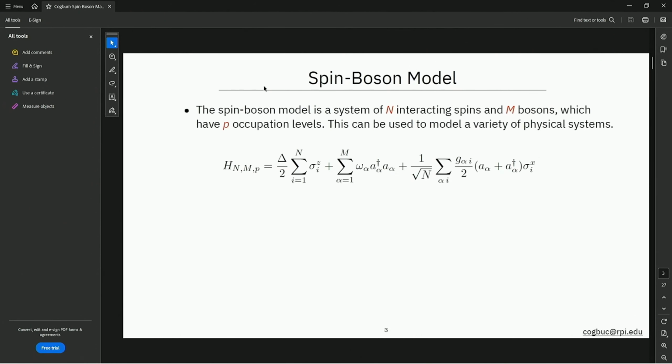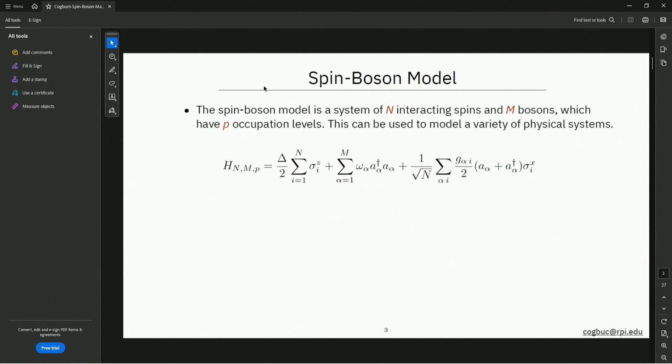All right, so let's be specific. What is the spin boson model Hamiltonian? I'm going to be speaking about a system of N interacting spins and M bosons that have P occupation levels. Now, what do I mean by P occupation levels? I mean that in reality, there's a continuum of bosonic modes, but to model the bosons on either a digital computer or a quantum computer, we need to provide a truncation at some point. That's what I mean by this variable P right here.